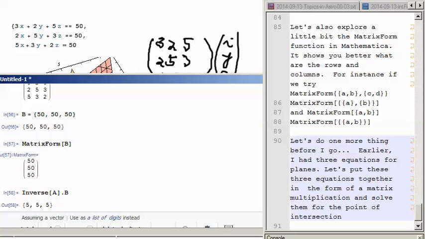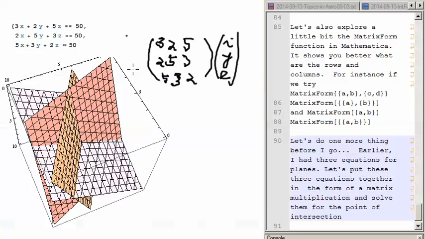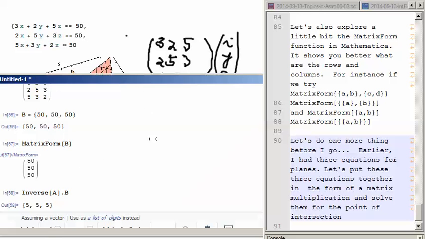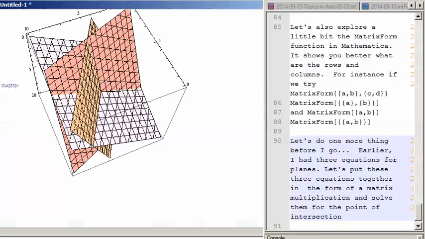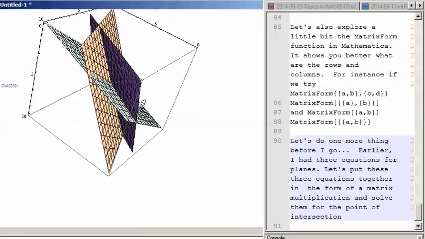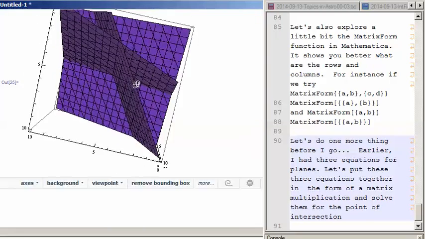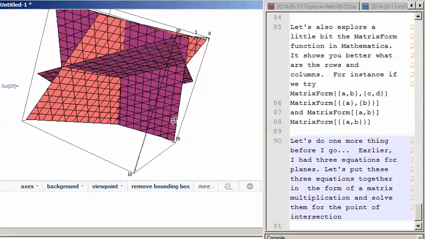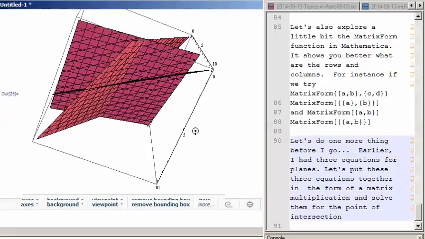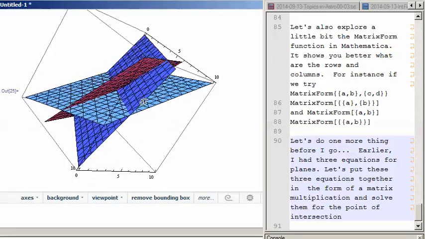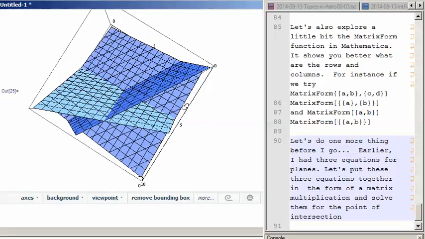That gave us 5, 5, 5. Does that look accurate? Whoops, I need to go back into Mathematica and find that. Okay, so if it is at 5, 5, 5, it should be at the very center of this block because it goes from 0 to 10 in each direction. And I would say yes, it does appear to be right at the center of that block.